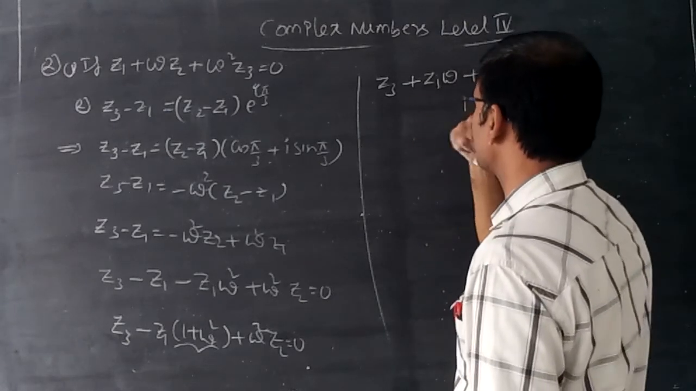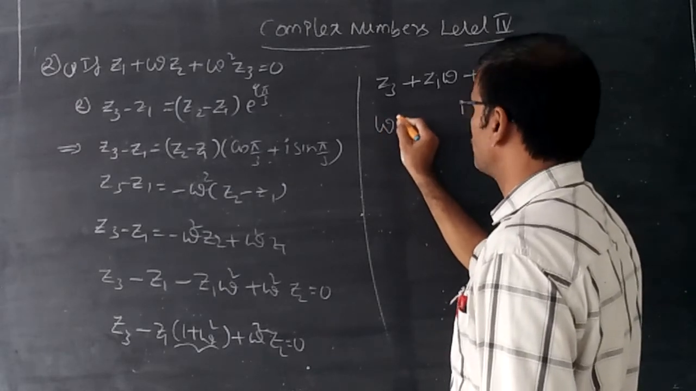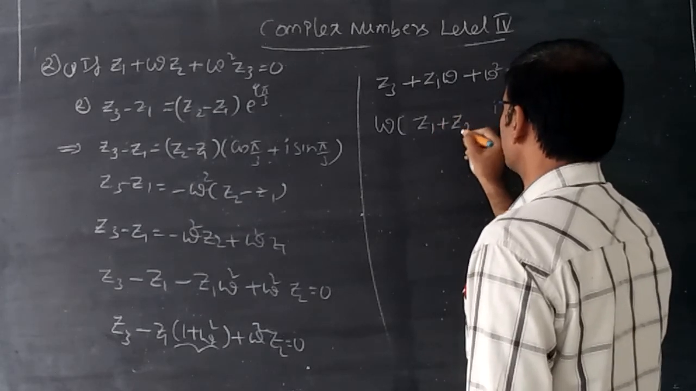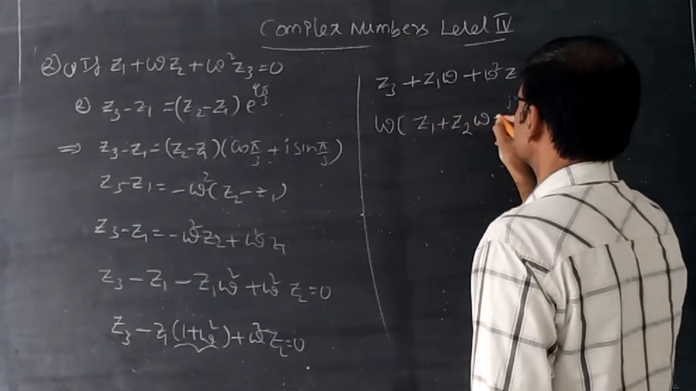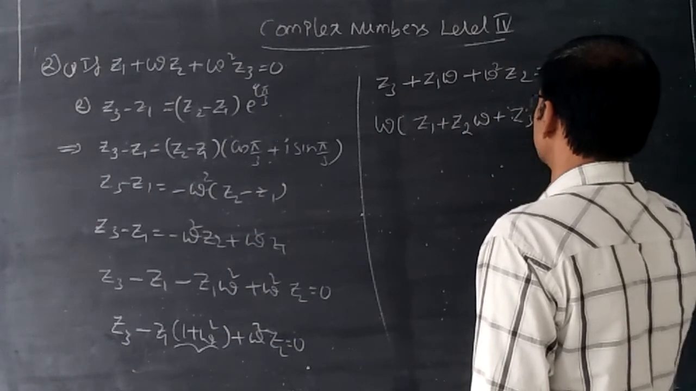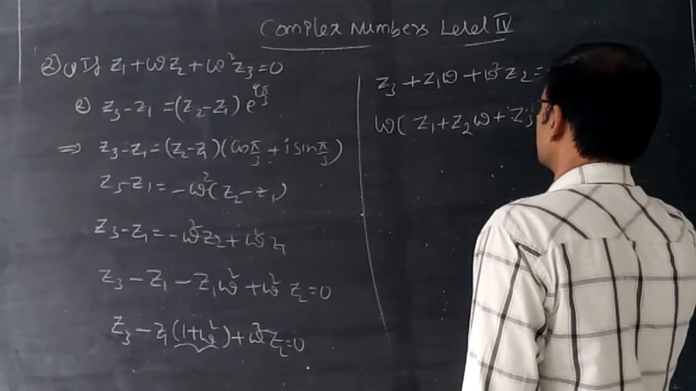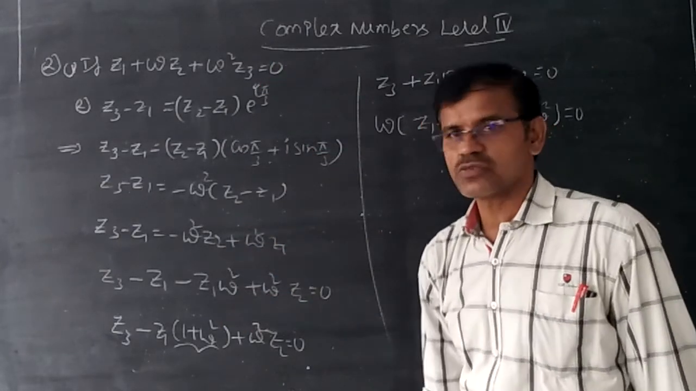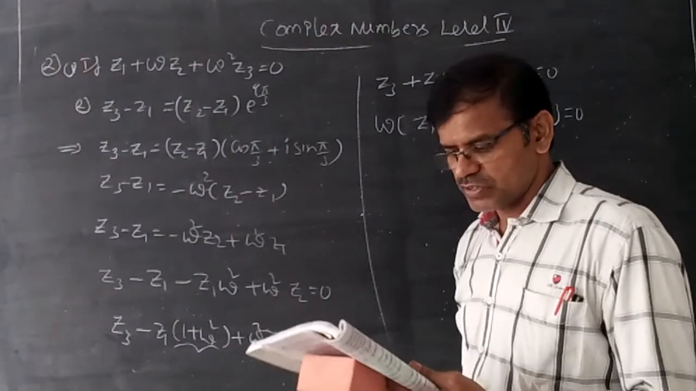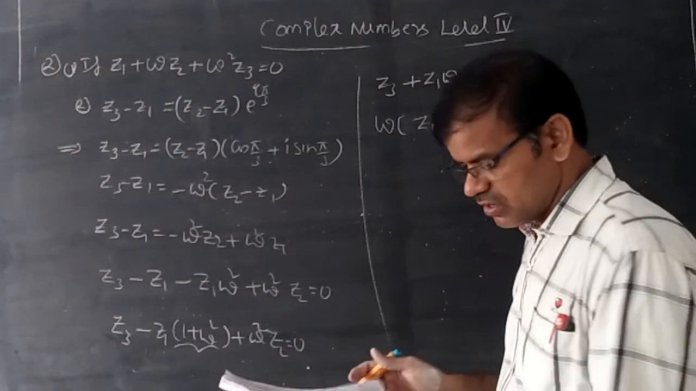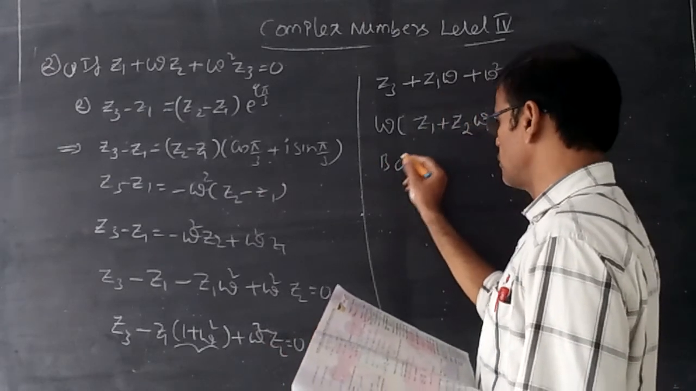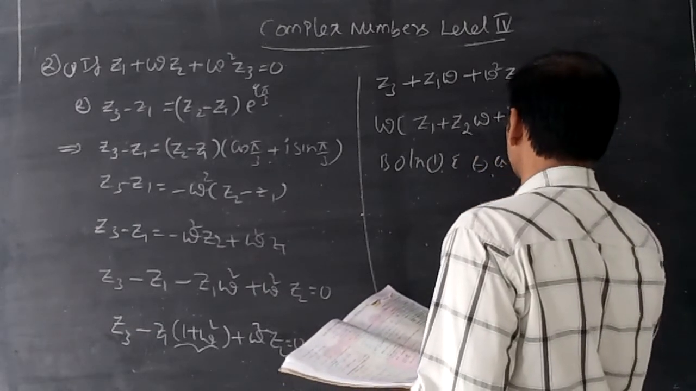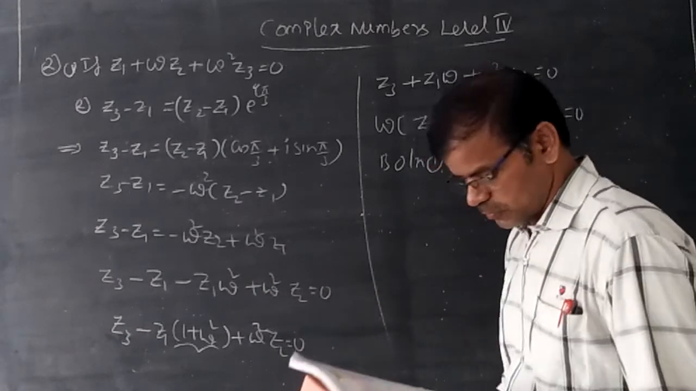If you take omega common, you can understand this is z1 plus z2 omega plus z3 omega square equal to 0. So the relation whatever is given, we are getting this one. This is true and this is true. Both are correct. The second one is the explanation of the first one. Of course, he did not give the explanation. You can say that both 1 and 2 are true.